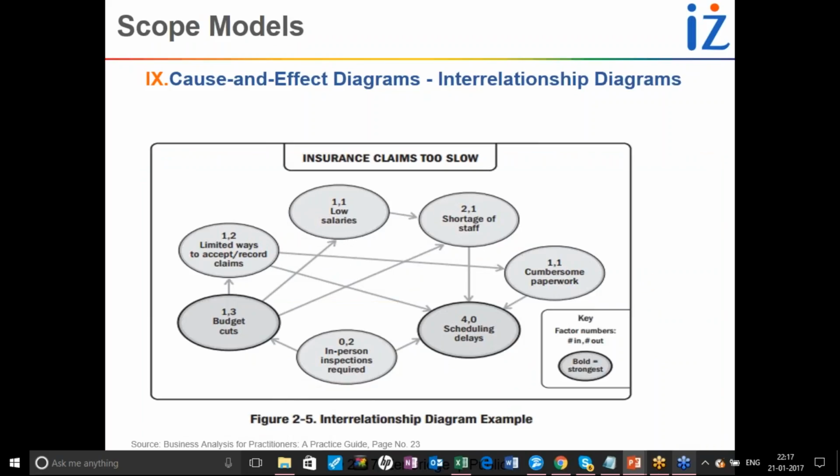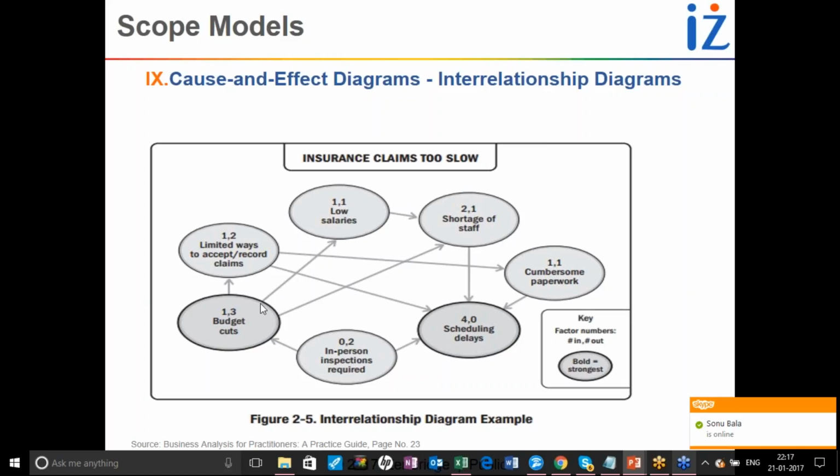So, the interrelationship diagram. Here you are playing with multiple variables, and you can see that there is a cause of budget cut, and it is introducing the effect of limited ways to accept record claims, and another effect is that, due to the low salaries, there is a shortage of staff, and due to the shortage of staff, there are scheduling delays.